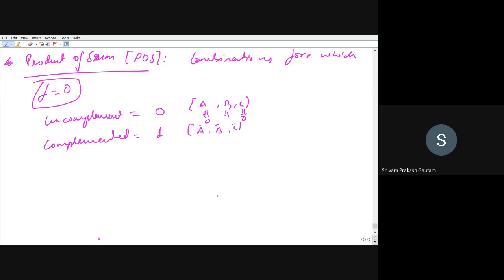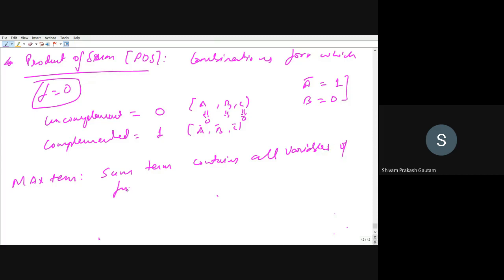Let us suppose, if you are having a complemented term, that is a bar, in product of sum, it will represent 1 value. If you are having b, it will represent 0 value, right? And like there in sum of product, we are having min terms, in this, we are having max term. So what is max term? A sum term contains all variables of the function. Again, there in sum of product, we are having product term.